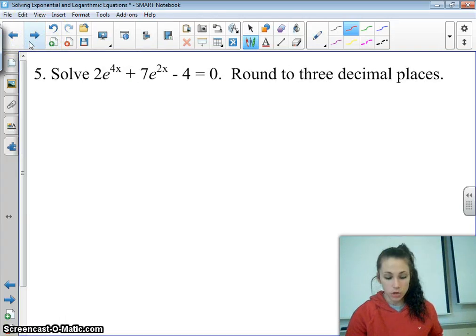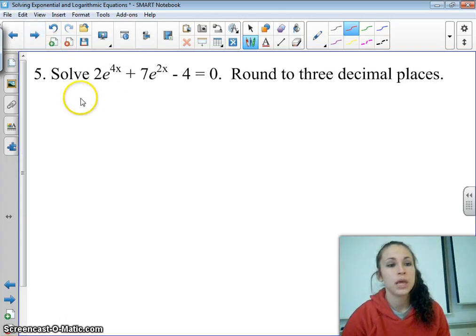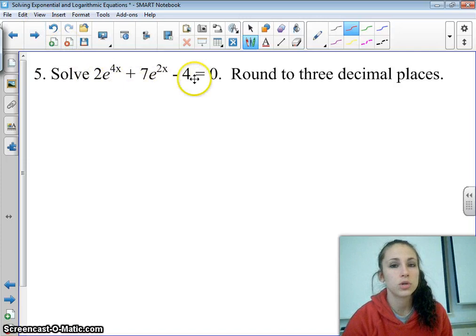Okay, so this is another kind of exponential equation. And so I want you to try this one on your own first. This is another U problem, so I want you to try this one on your own first. So just hit pause and then come back and watch me do this one.